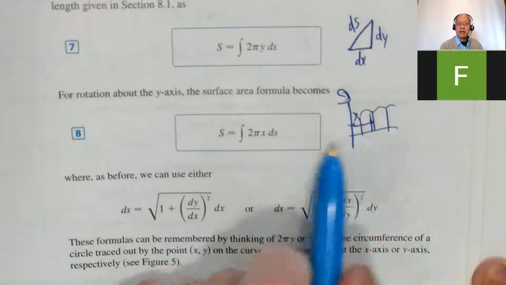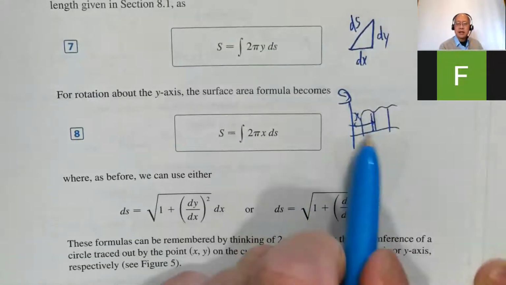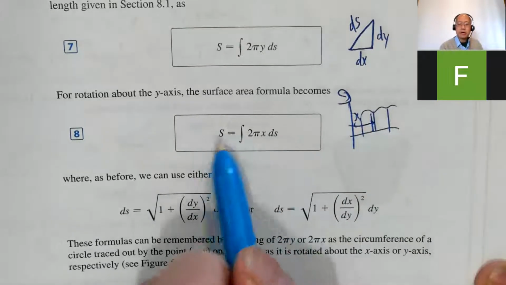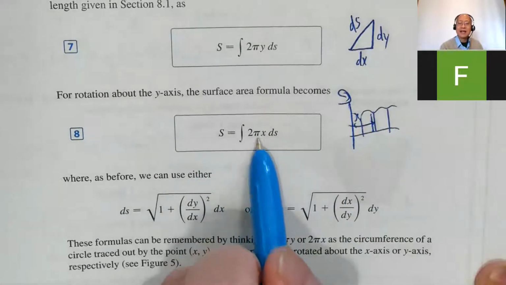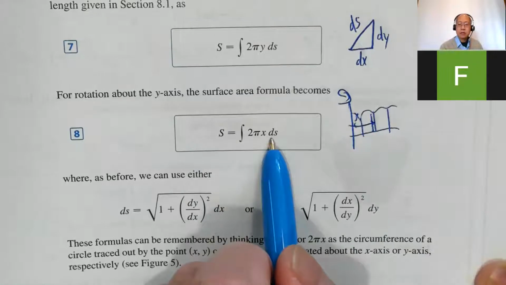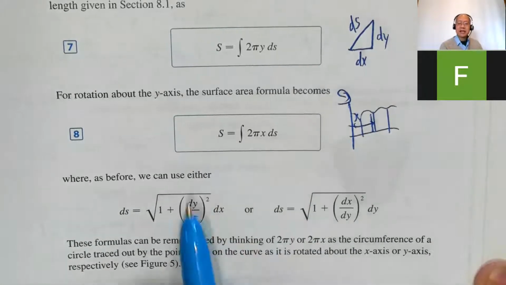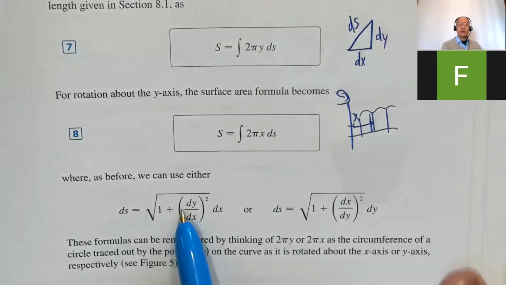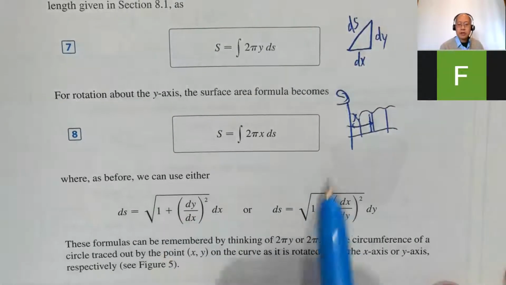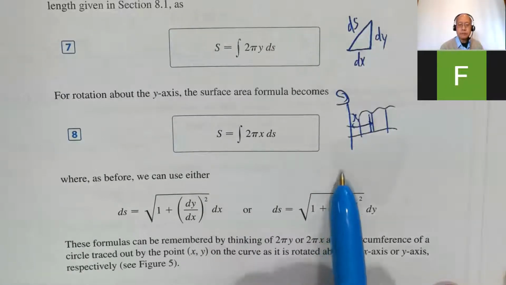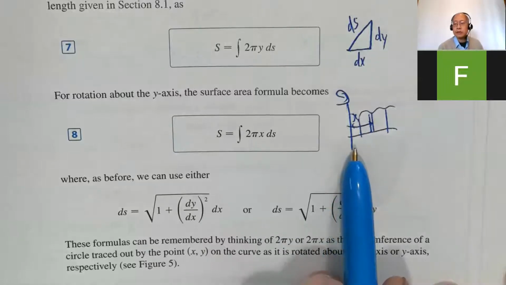Right, if you spin about the y-axis, the radius is now x. So the surface area is the integral of 2 pi x ds. Right? And again, ds is either that, if you have y as a function of x, or it's that, if you have x as a function of y. So that's what we're up against.